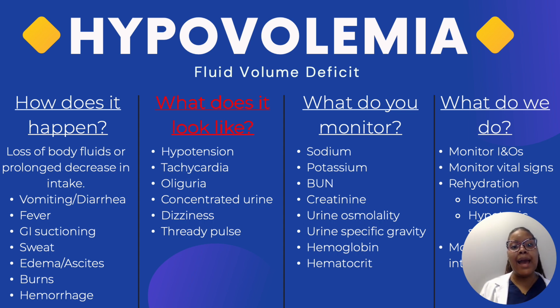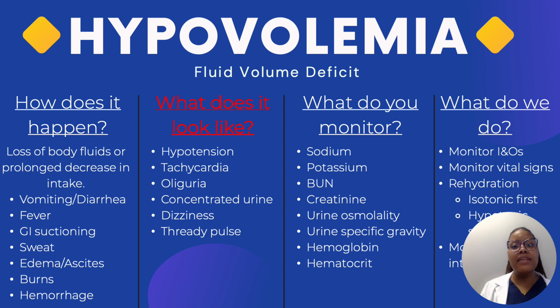So when we think of hypotension and tachycardia, we think of what? Shock. So that patient will have shock signs and symptoms. Oliguria and concentrated urine. So the patient may not pee at all, and if they do pee, it's going to be very concentrated. So the kidneys are trying to hold on to the water to maintain blood pressure.